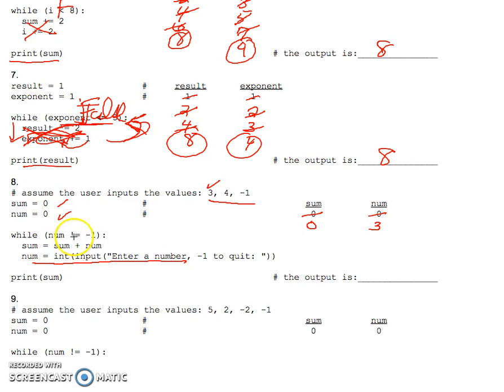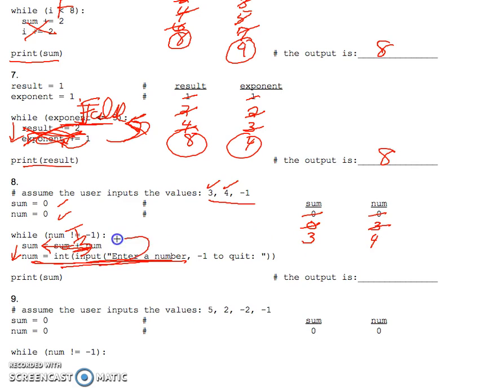And is 3 not equal to -1? True, so we go through the loop again. This time, sum plus num is 0 plus 3. That 3 plugs into sum. And now this line of code gives the user the chance to input another number. So let's pretend that he or she enters a 4. So 4 plugs in here.